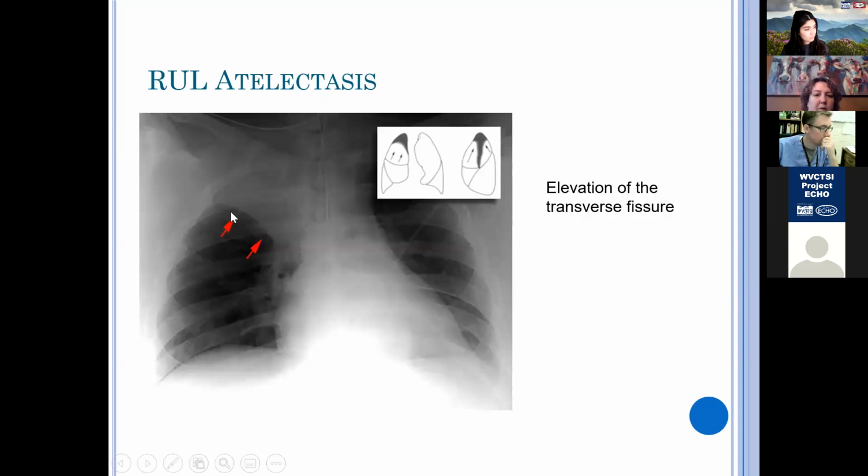This is the right upper lobe, and again, you've got the mediastinal structures up here and the anterior border, and you can see here that there's a process going on up here in the right upper lobe. And when that happens, oftentimes there's elevation of the transverse fissure that gets pulled up this way, as demonstrated with these arrows here.